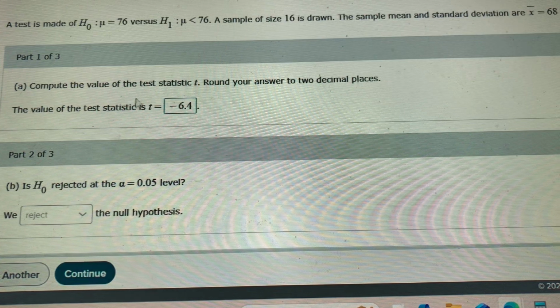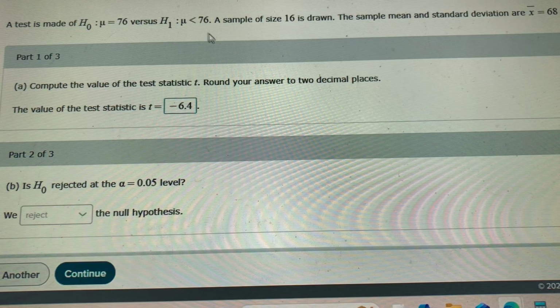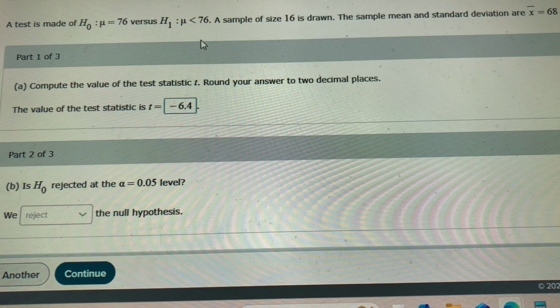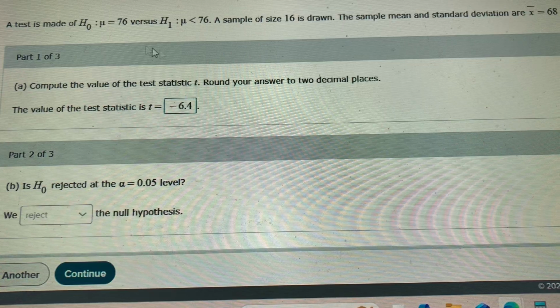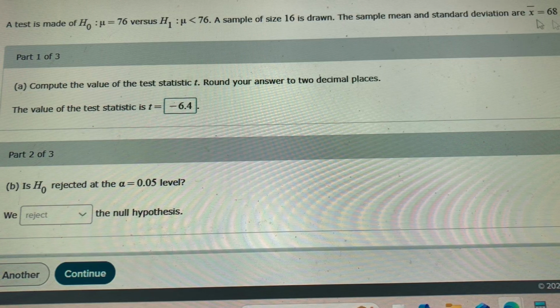This is a very extreme test statistic. Getting negative 6.4 doesn't happen very often. So what this is saying is this average of 68 in the sample is significantly less than 76, very significantly less. The probability of it occurring is virtually 0. If we assume the null to be true, that the mean really is 76, there's virtually a 0 probability that a sample mean would be 68 is what this is saying. So that's why we reject the null.